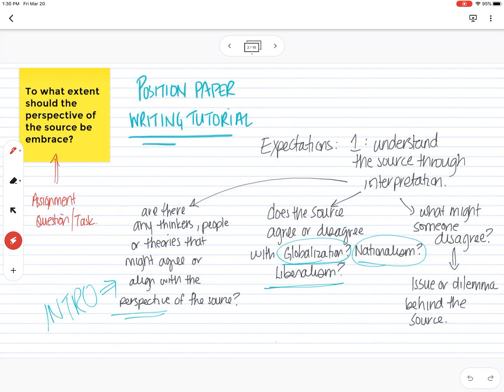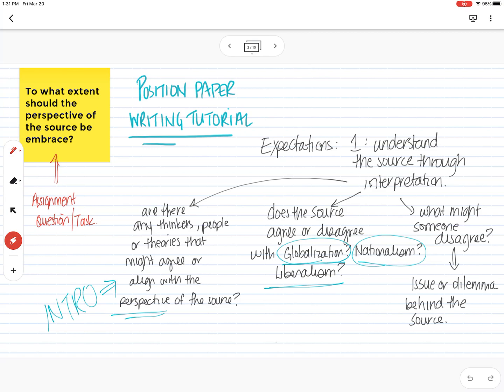All right, one thing I want you to bear in mind as we go through all of these slides is that everything that we're doing is to answer the topic question. To what extent should the perspective of the source be embraced? Now, we're going to go through this in terms of the expectations. So when I'm looking at a rubric, which I'll show you in just a moment here, what are you supposed to be doing?